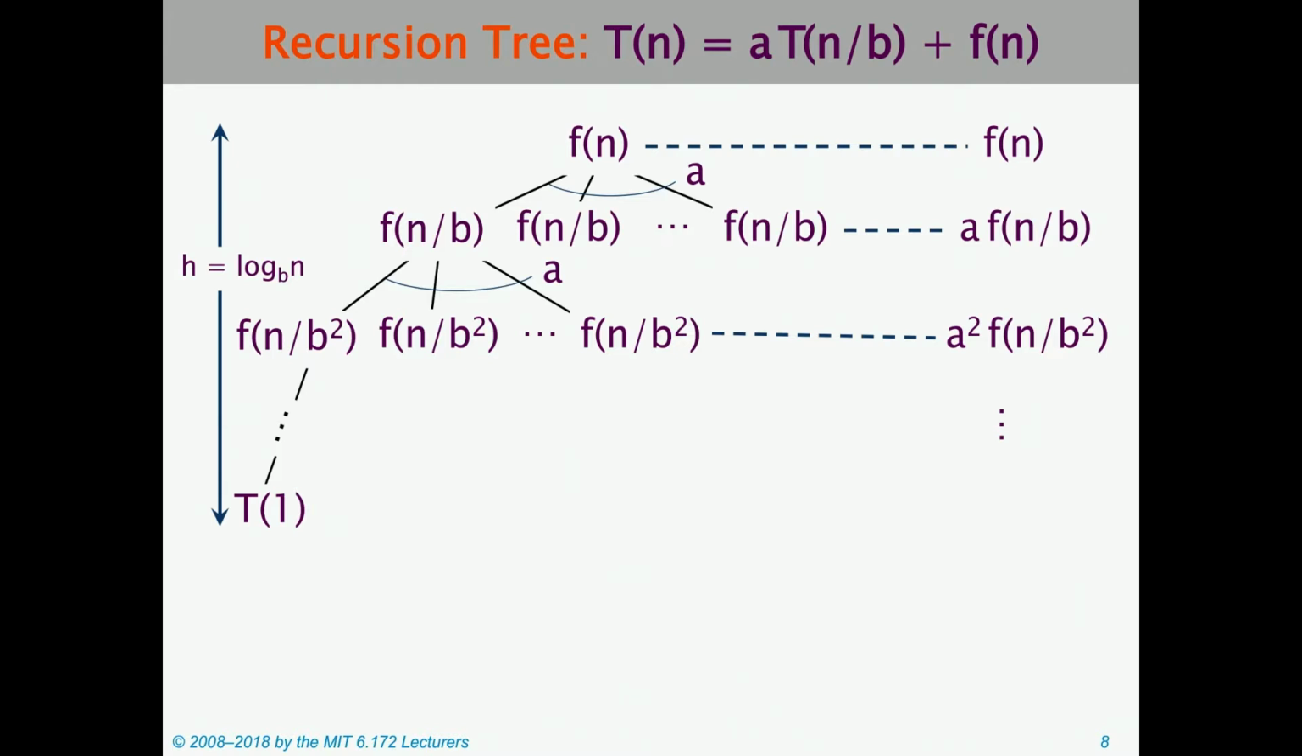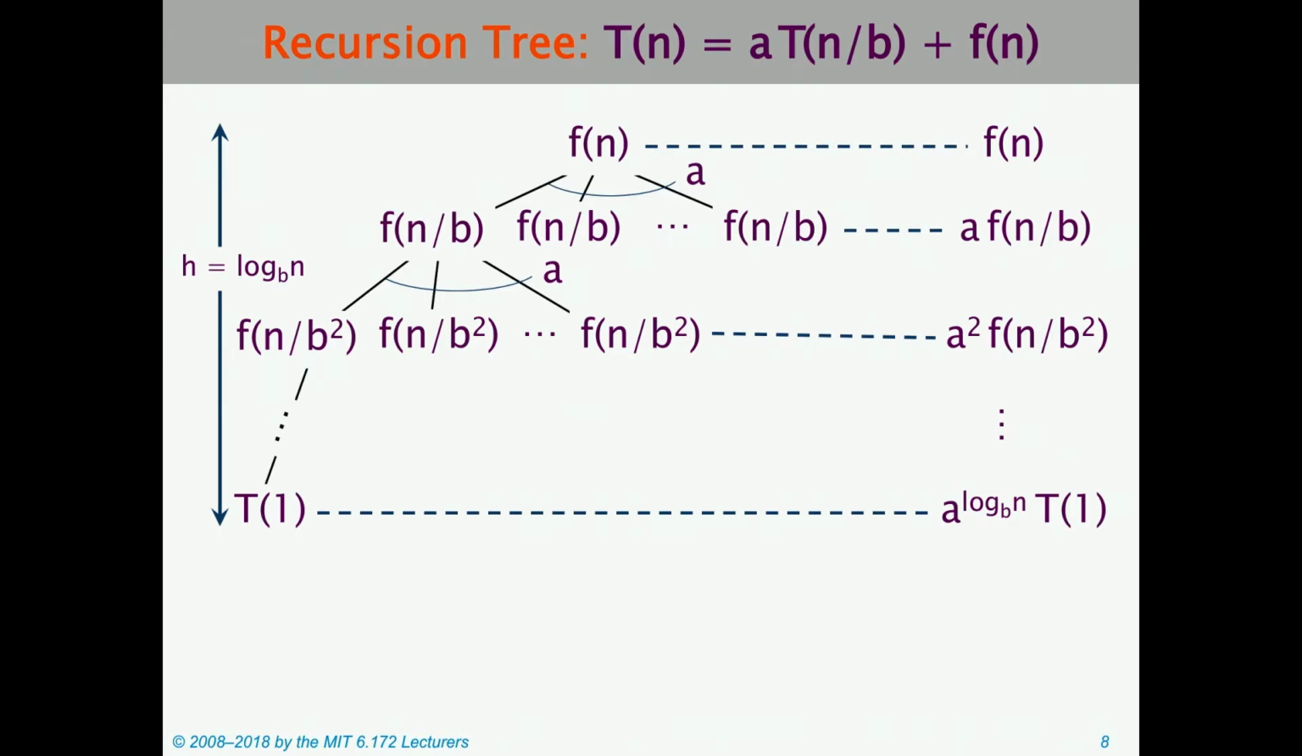For this analysis, we're going to assume everything works out, that n is a perfect power of b and so forth. So if I go down k levels, how many subproblems are there at k levels? a to the k. So how many levels am I going down? H, which is log base b of n. So I end up with a to the log base b of n times what's at the leaf, which is T(1).